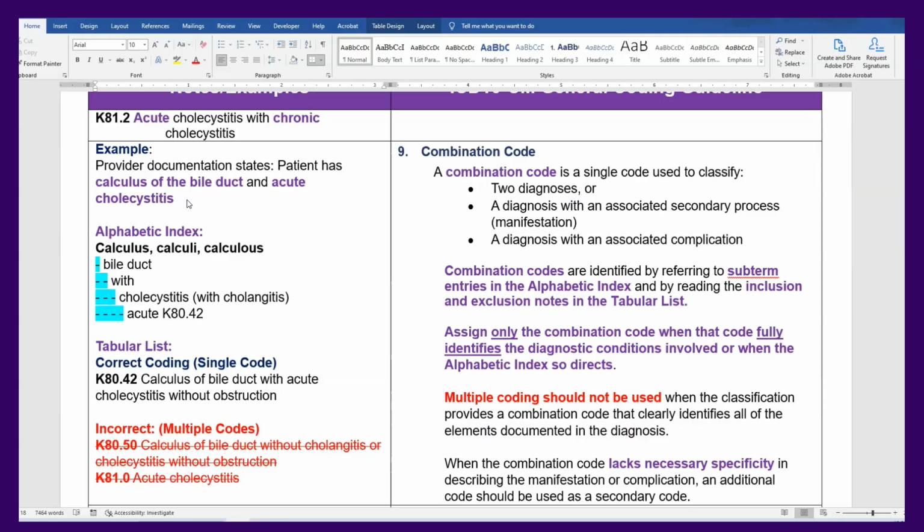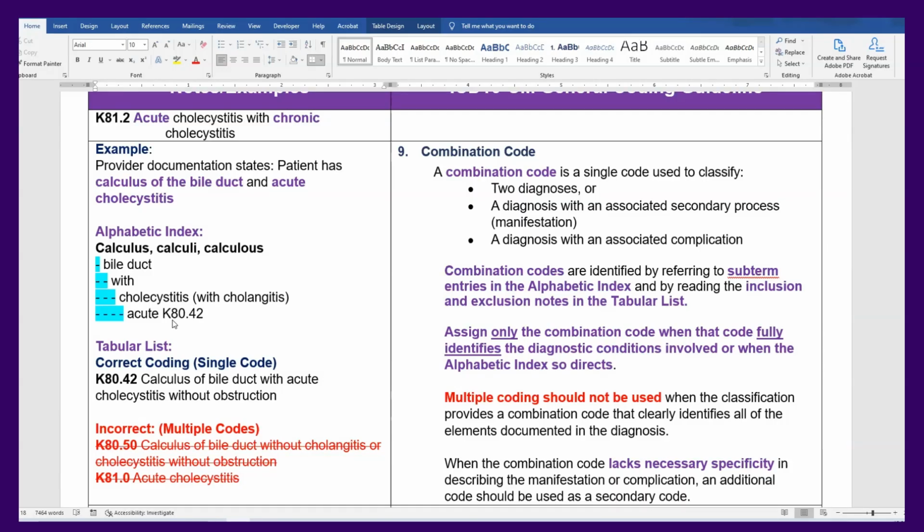And again, we're looking at our index and at those indentations. This is part of the classification and how the classification works. So we go to calculus, bile duct, with. Our with convention tells us the provider doesn't have to connect these two conditions, that we can automatically make an assumption between the cholecystitis and the calculus in the bile duct. And then we get to acute, which is K80.4.